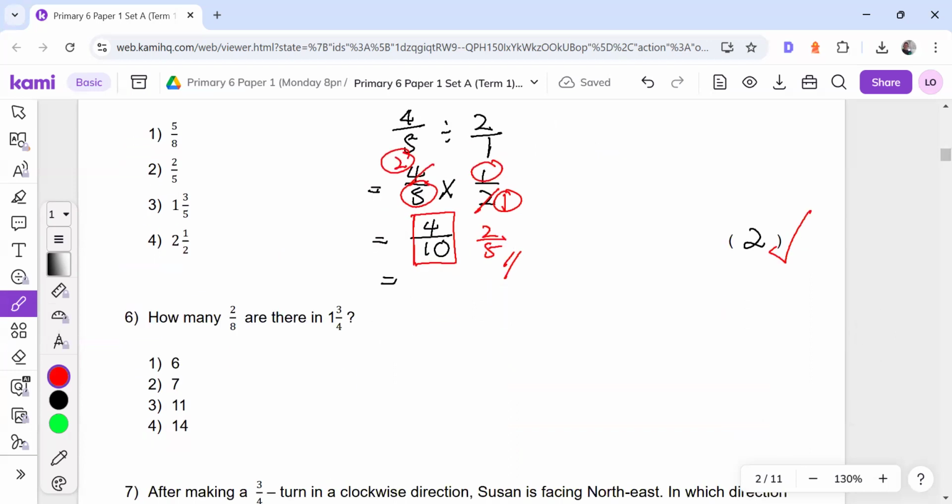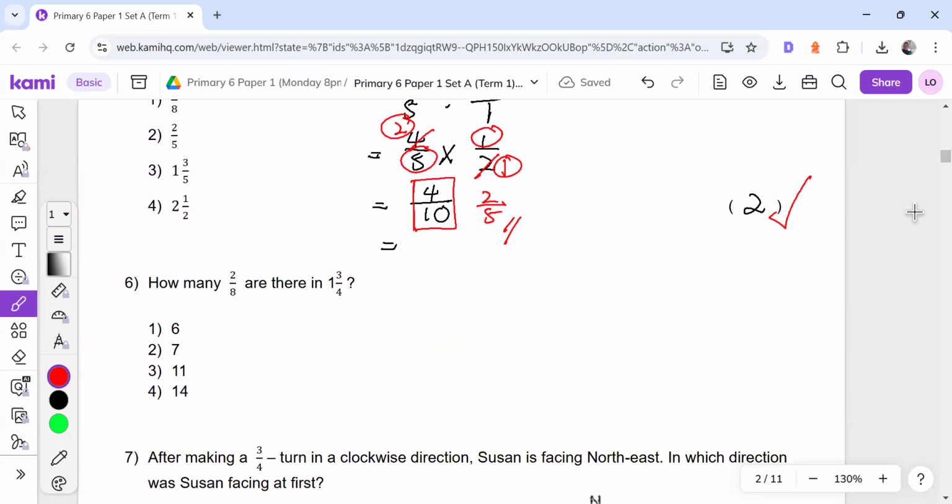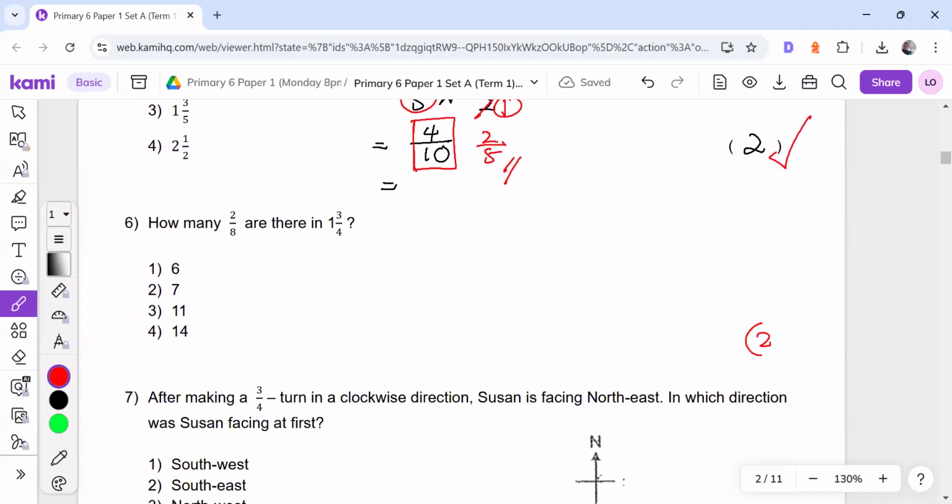Question number 6. Somebody will get a mistake here. So what's the answer? Question 6, the answer is number 2. Who got the answer wrong? Nobody, all correct. How many 2 over 8 are there in 1 and 3/4? What do you do? Shortcut. Change the mixed number to an improper fraction, and then you will get 7/4. You want how many 2 eighths? Make the quarter into 8.